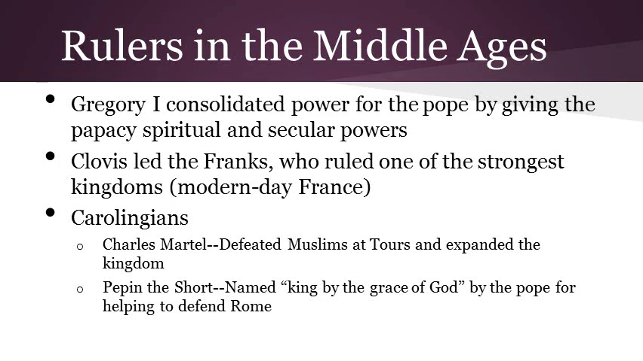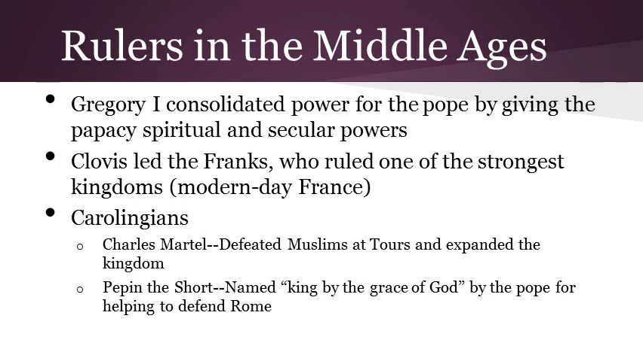Let's review some of the rulers of the Middle Ages that we've already talked about. Gregory I consolidated power for the Pope by giving the papacy both spiritual and secular powers. As Pope, he began to rule not only in spiritual matters, but he used monies that were collected by the church for secular things like providing security and protection. He really became a political leader as much as he was a religious leader.